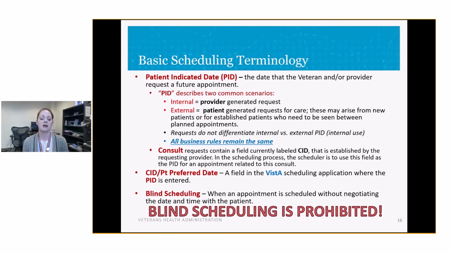Consults currently have a field in them that says CID, or clinically indicated date, which is what the PID used to be called. And Vista has a field that says CID/patient preferred date, because the patient preferred date was another name. So it used to be called clinically indicated date, preferred date, patient indicated date, desired date. All of those names, they're the same thing as PID, okay? Whatever date the appointment is supposed to happen is the PID, all right?